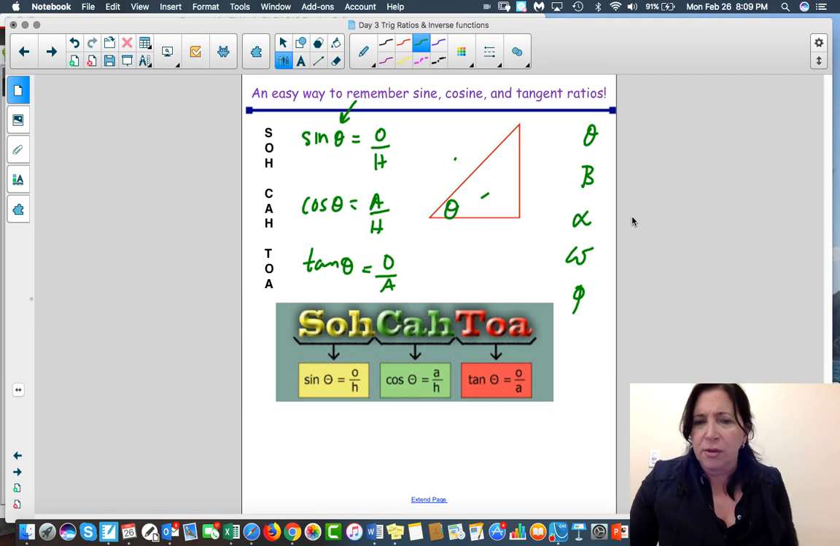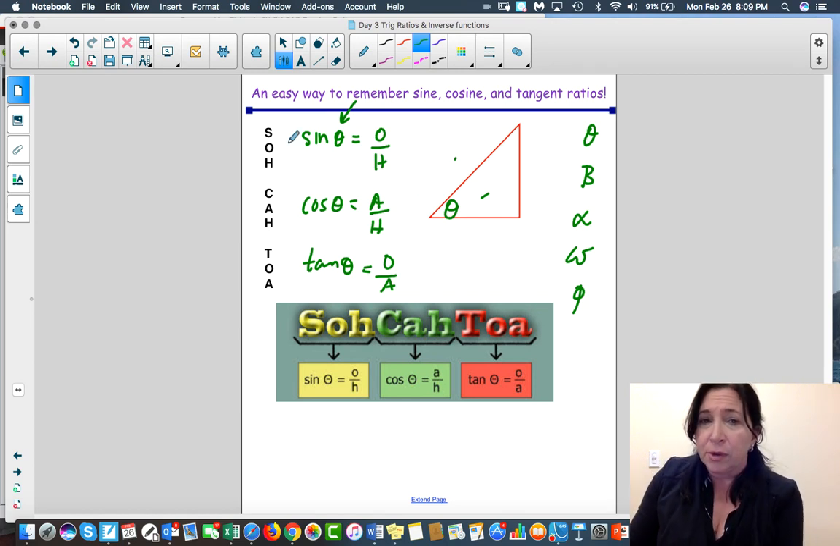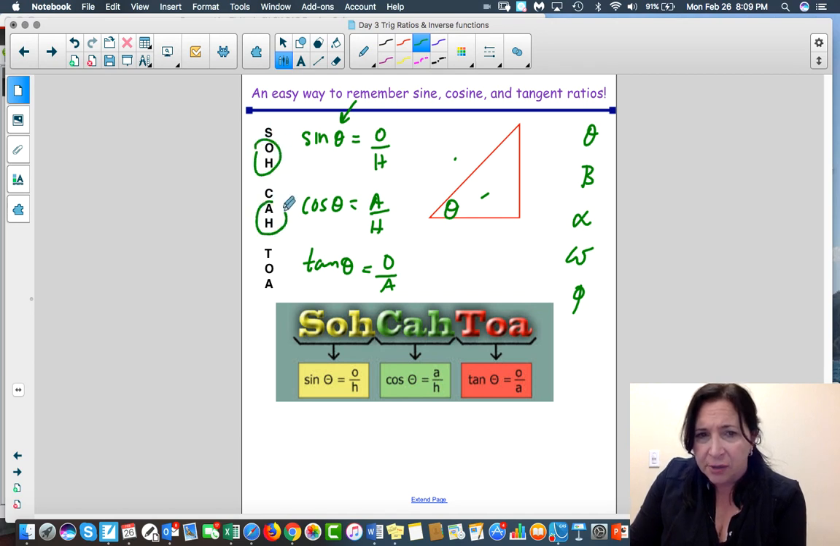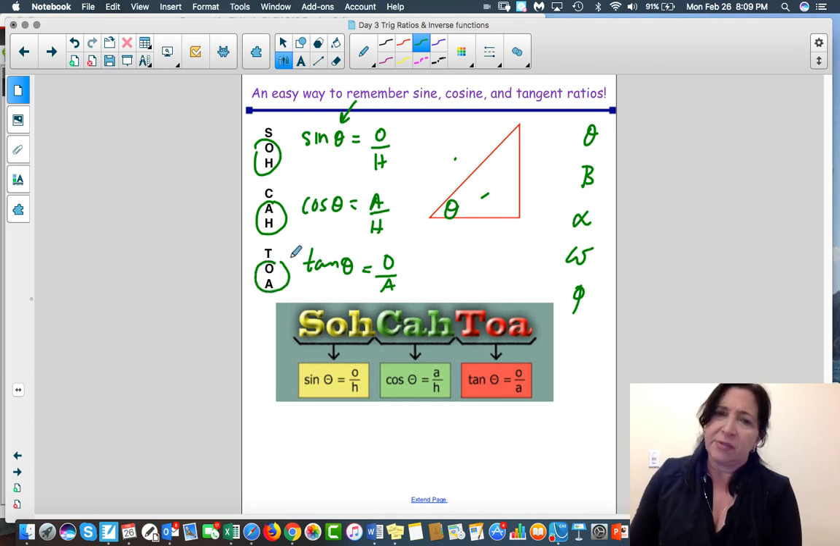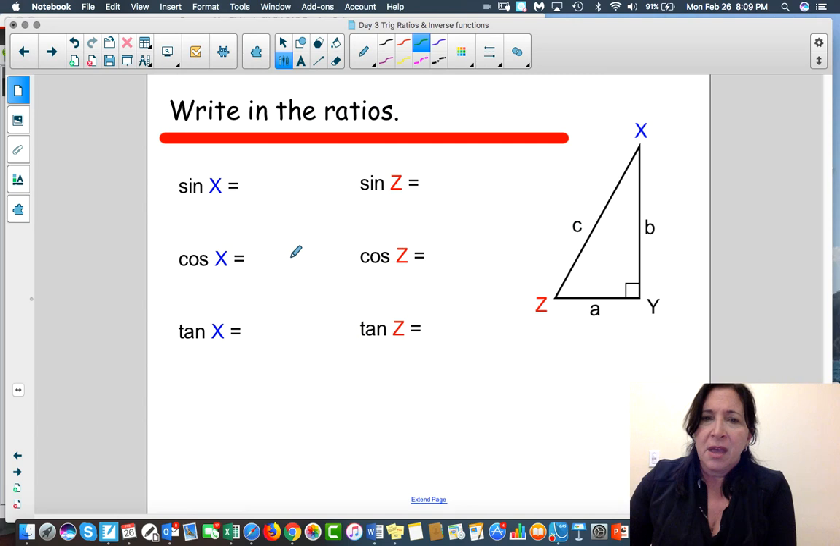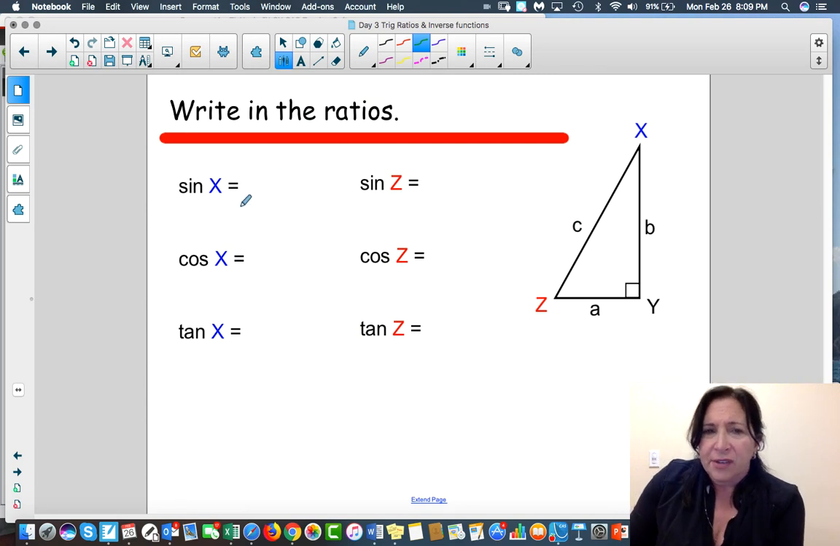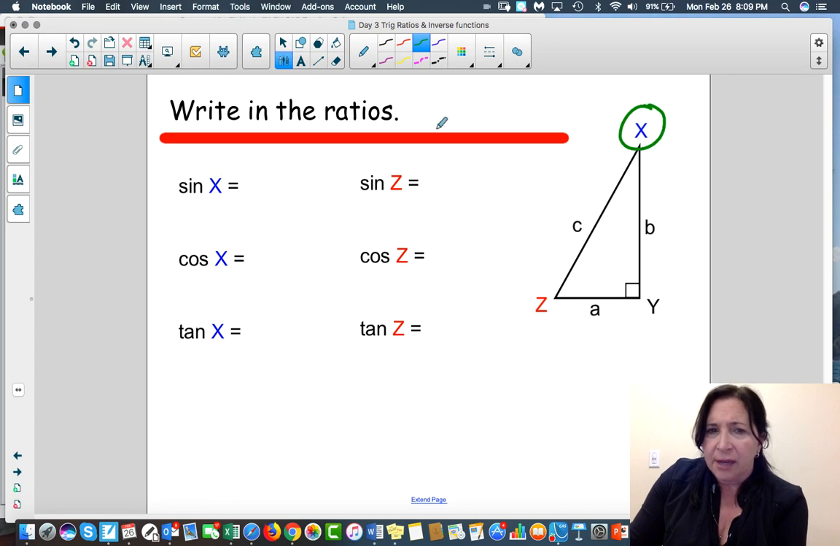It's something that we use to help you remember. So sine is opposite over hypotenuse, cosine is adjacent over hypotenuse, and tangent is opposite over adjacent. So that's your SOHCAHTOA, okay? So let's just practice here. Let's say you're standing here at x. I want to find the sine of x.